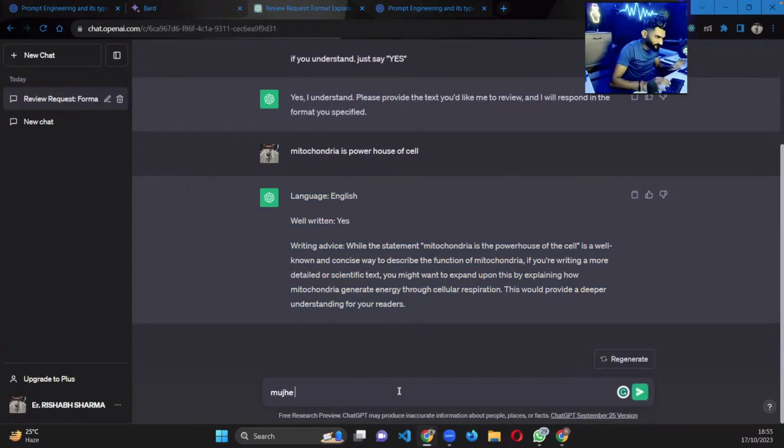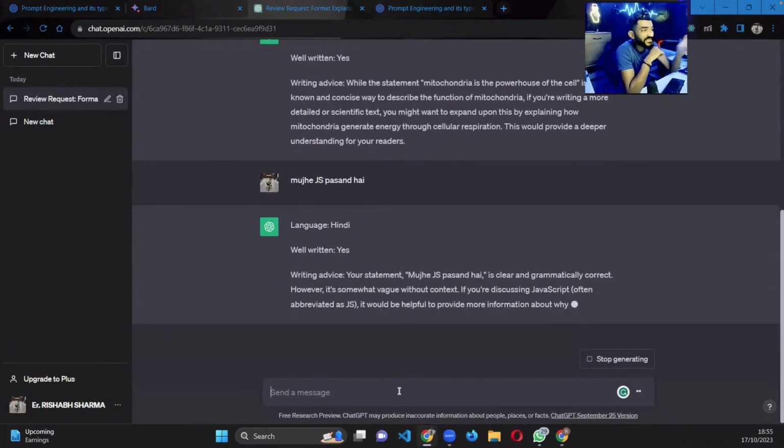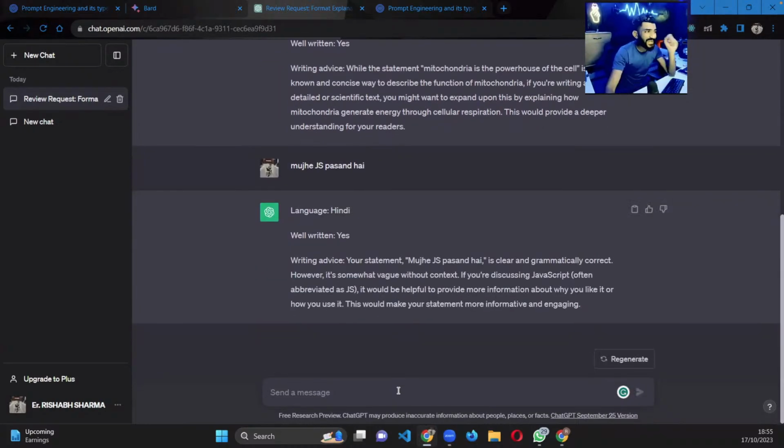So मुझे JS पसंद है, right? मुझे JS पसंद है. I give this text, right? I am writing this text. See, it has told me that the language which you are using over here is Hindi. And it has told me that yes, it is a well-written sentence, and the writing advice is that your statement is clear and grammatically correct. So maybe let us try writing something different.